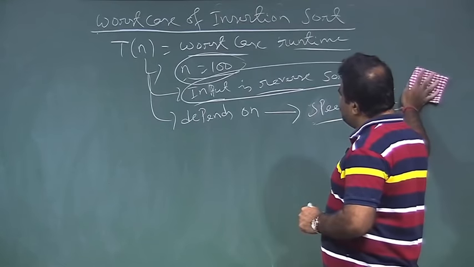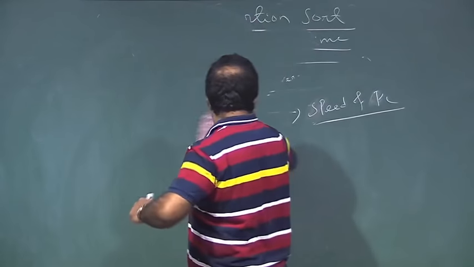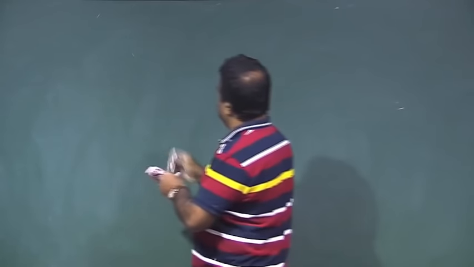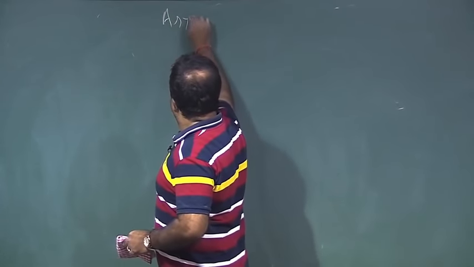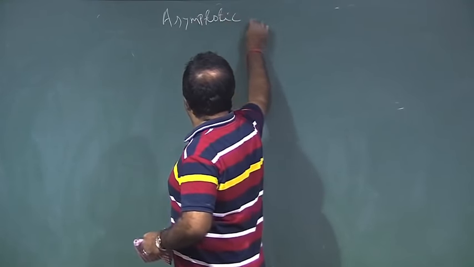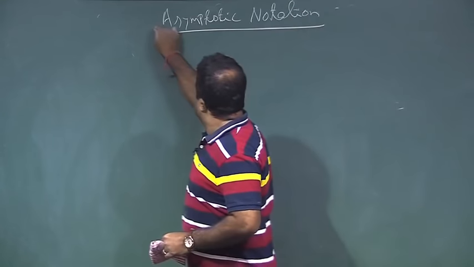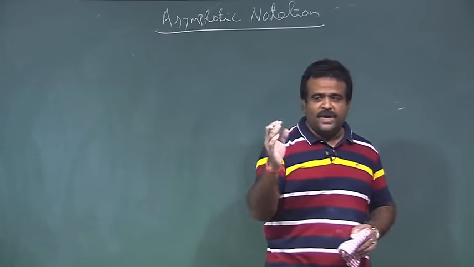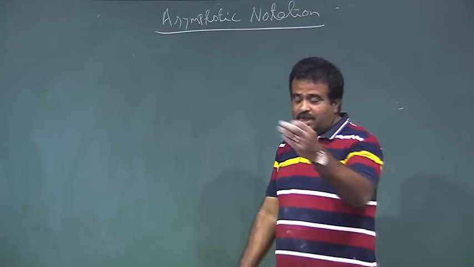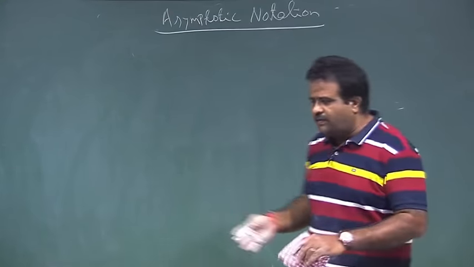So, to avoid this botheration, what we need to bring is called asymptotic notation. Asymptotic notation is a very big idea. It is a great idea where we can get rid of the machine dependencies. Now, where is this idea coming from?